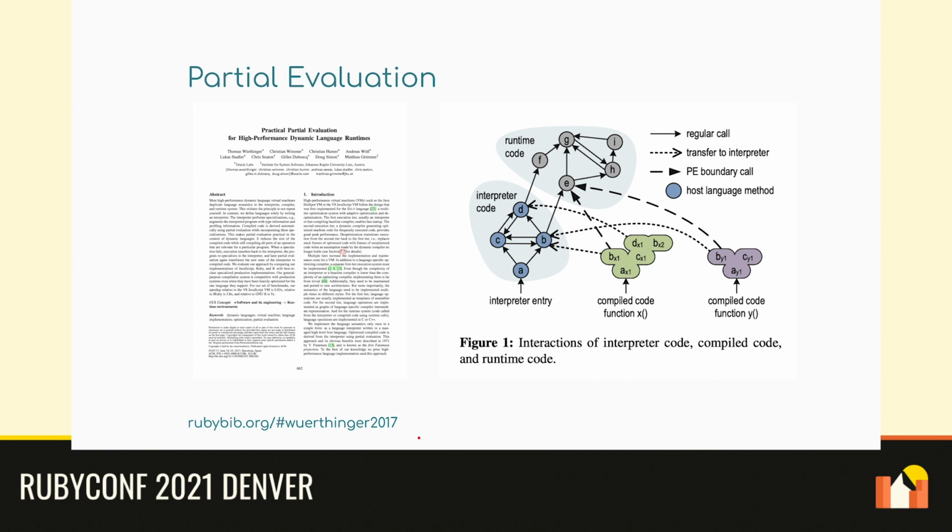Partial evaluation is also a technique that's used in TruffleRuby. The idea is that we can take an interpreter for a language and automatically produce a compiler for it by executing as much of the program as we're able to while it's being compiled to get a smaller equivalent program. And again, the paper for that is on rubybib.org.